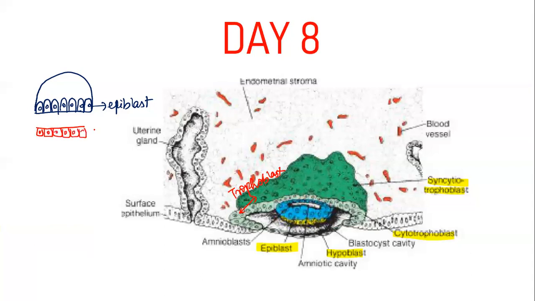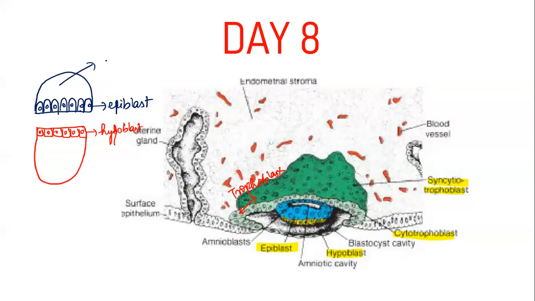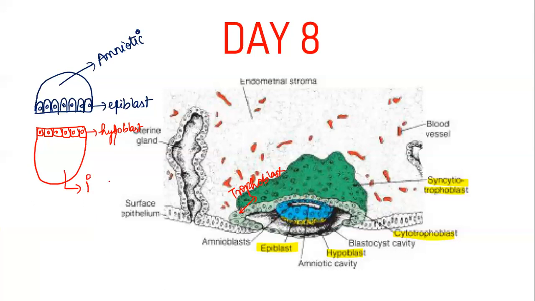This is called as hypoblast. Now, each of them is going to give rise to a cavity. The cavity which is enclosed by the epiblastic cell layer is called the amniotic cavity. The cavity that is enclosed by the hypoblast is referred to as the primitive yolk sac.